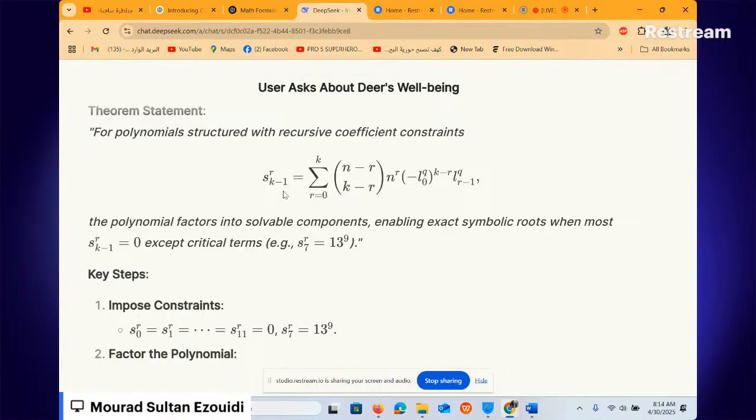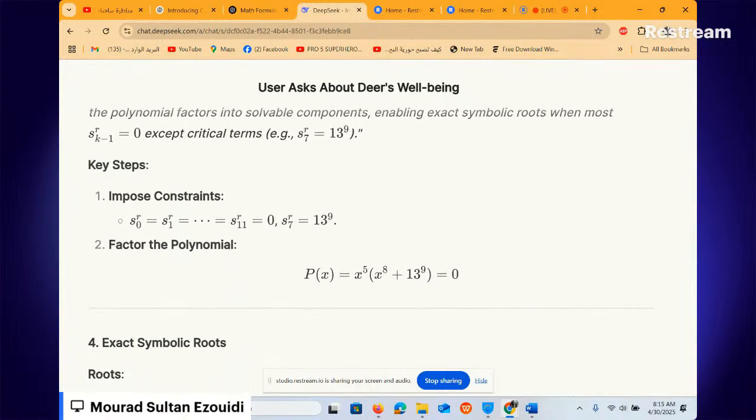And after finding the exact x roots of this new 13-degree equation, go back to formulate alpha subscript k equal to L0 plus xk divided by 13. Here the polynomial factors into solvable components, enabling exact roots when most sk minus 1 are equal to 0, except critical terms such as S7 of order r, which is equal to 13 raised to the power 9.